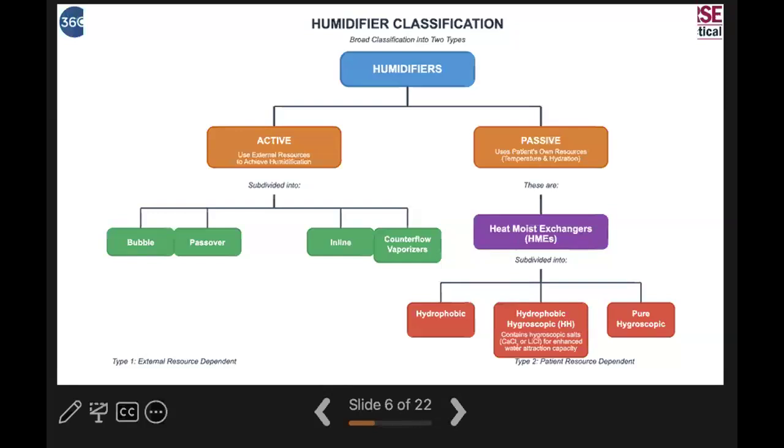Heat moisture exchangers can be divided into hydrophobic, meaning it does not attract unnecessary water in the circuit, and hygroscopic hydrophobic. This is one of the good HMEs, where it doesn't take unnecessary water, and it has some materials called hygroscopic materials or salts, like calcium chloride and lithium chloride, for enhanced water vapor attraction capacity. So it maintains the humidity, but it does not attract unnecessary water alone. Then comes pure hygroscopic, where these salts help in retaining the humidity from the exhaled air and putting it back into the inhaled air.